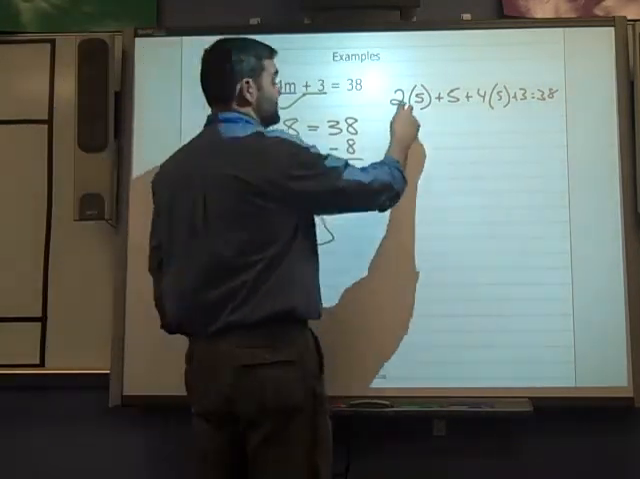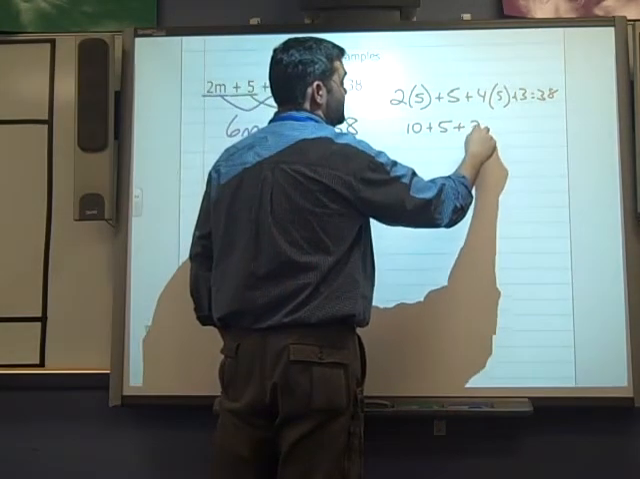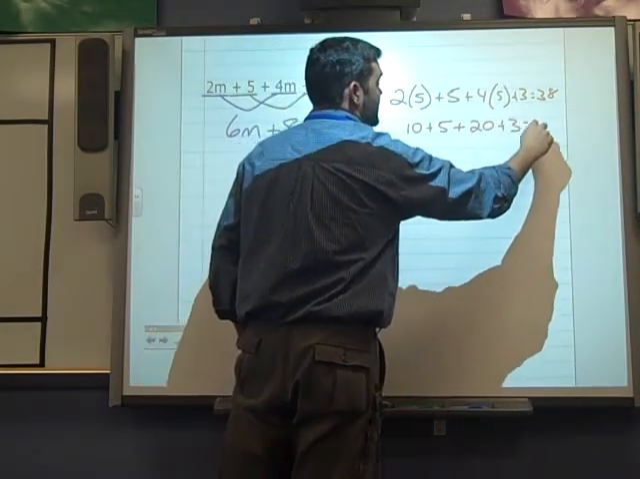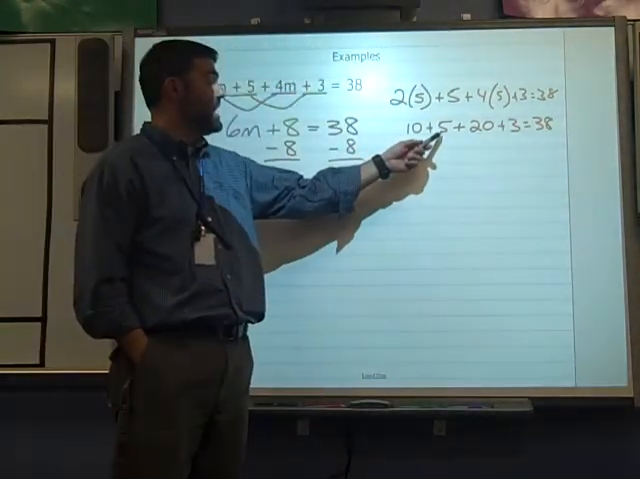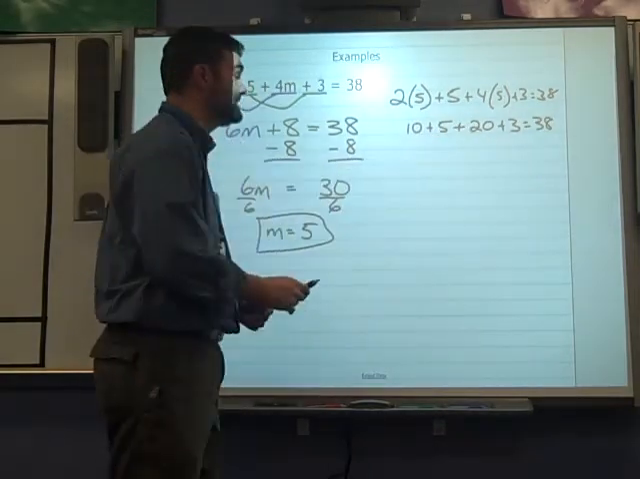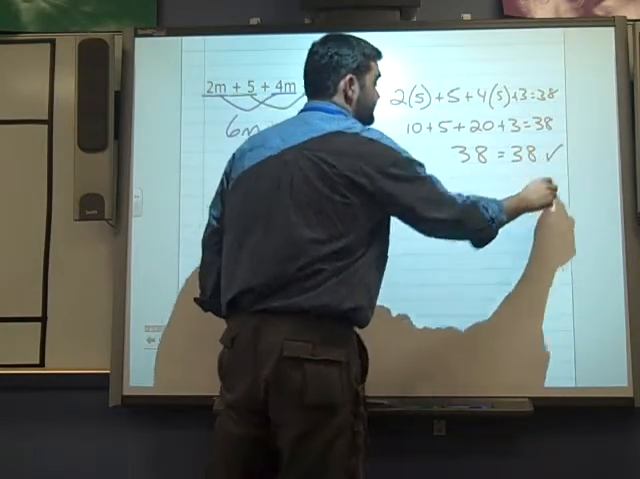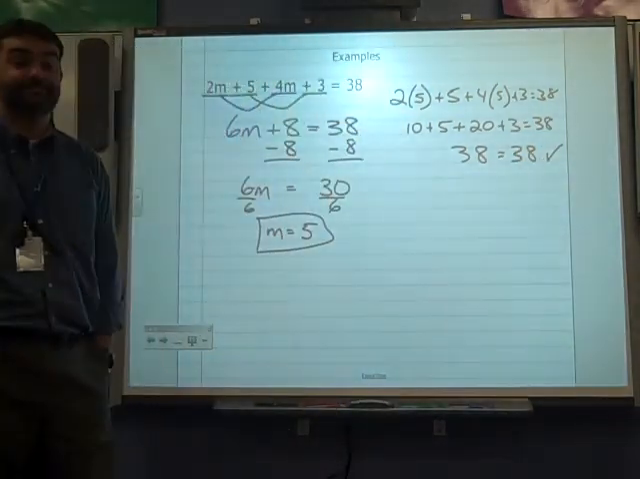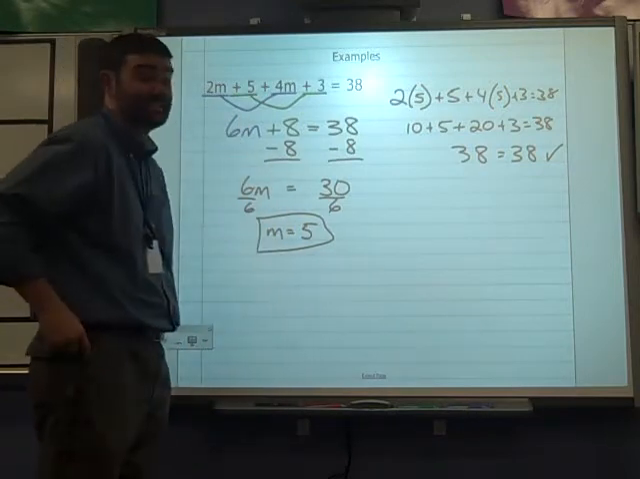So all I did was put whatever m is that I got into the equation, which was 5. So now I see if it equals. That'd be 10 plus 5 plus 20 plus 3. I hope that equals 38. So we'll see. 10 plus 5 is 15, plus 20 is 35, plus 3 is 38. And that is what I want. So I'm right. If those didn't equal each other, that was wrong. I need to go back and fix something.